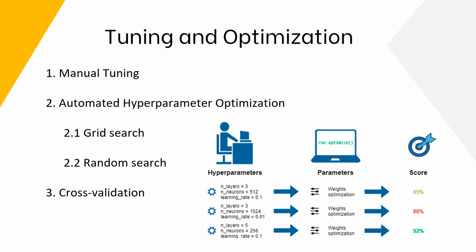Cross validation is a technique used to assess the performance and generalization ability of a machine learning model. It involves splitting the dataset into multiple subset folds, training the model on a subset of data and evaluating it on the remaining subset.